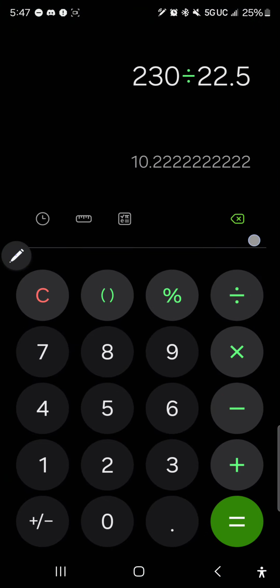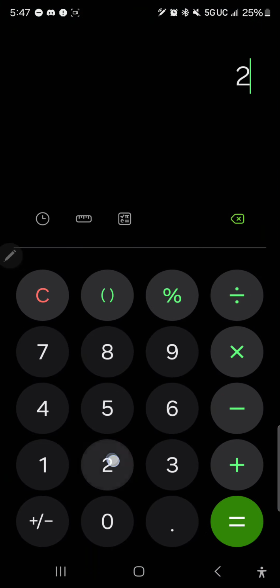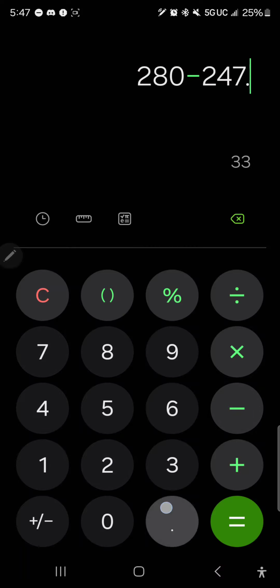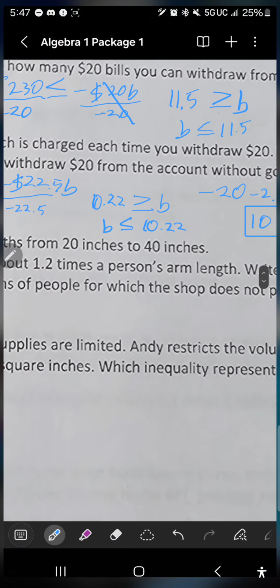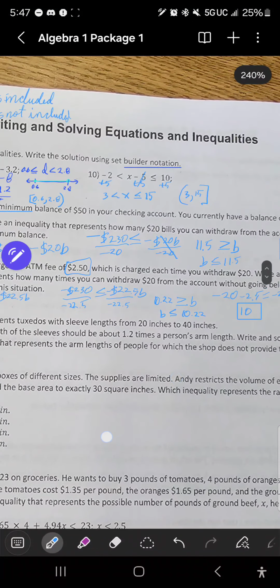And you can also check it in our calculator. We have 22.5. If we do 11, it's going to be 247.5. And 280 minus 247.5 is 32.5, which is less than the minimum balance.